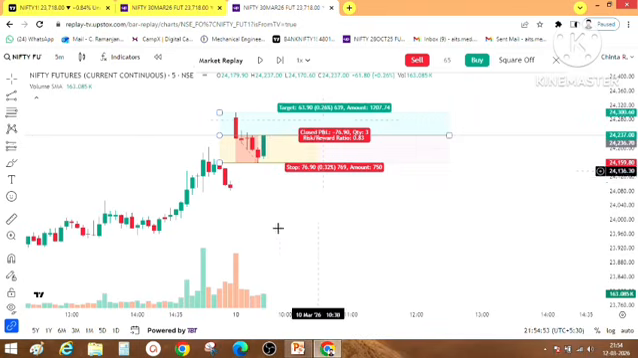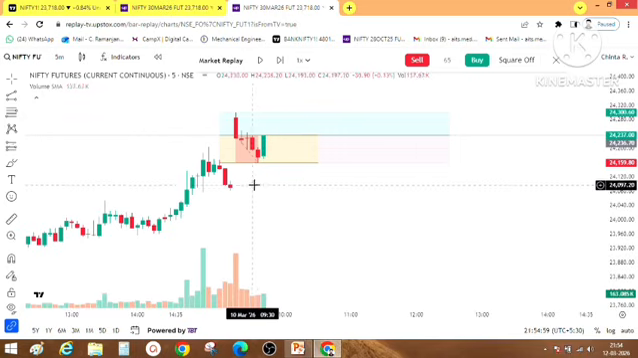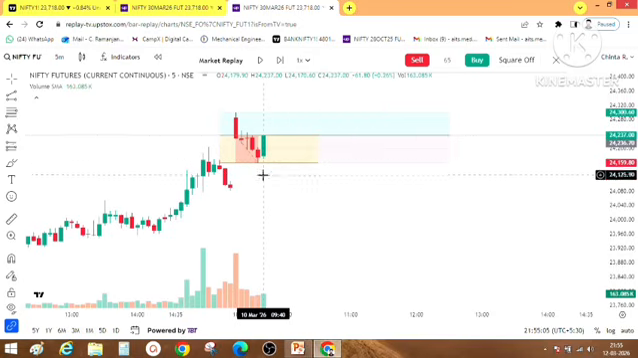And also take the volume candles so that you will have somewhat more confidence. If volume is going on increasing, then the trade will be more successful. So here you can see the green candle volume has increased compared to the previous candle. So there is more chance to move to the target very easily.